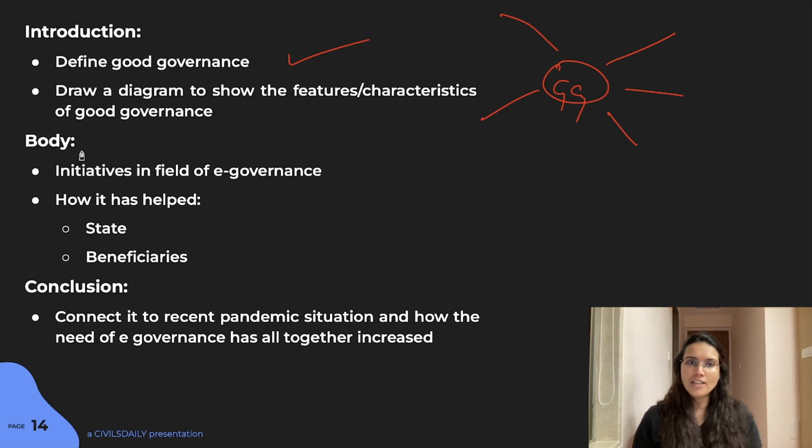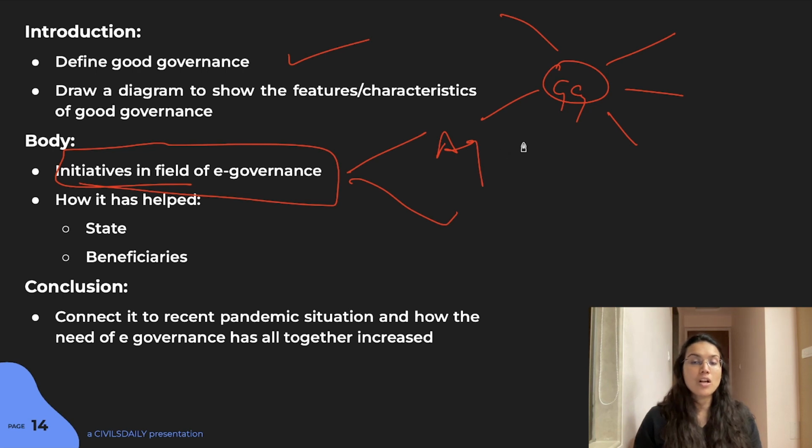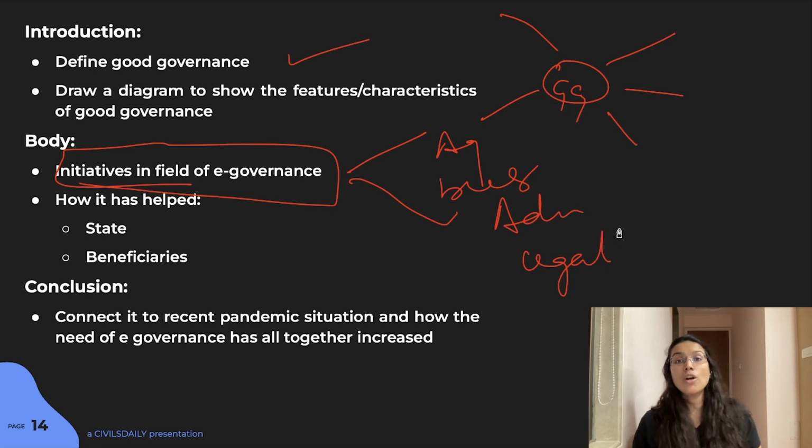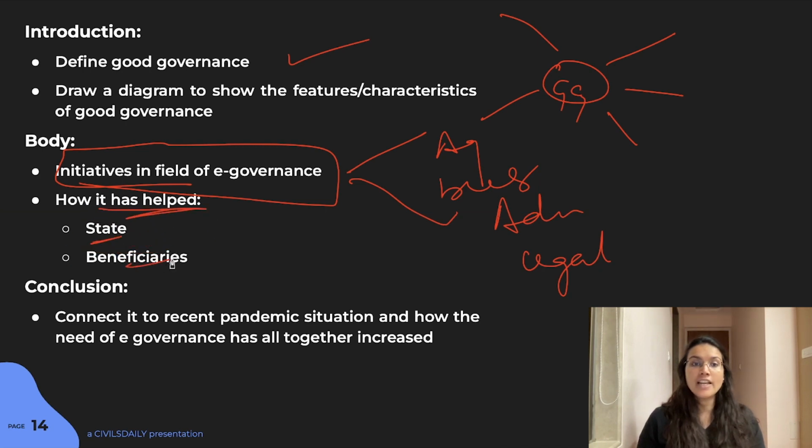Then you move to your body where you highlight some of the initiatives taken with respect to e-governance. You can divide it into various fields here. If you're talking about agriculture, you can talk about ENAM. If you're talking about business, you can talk about eBiz or MCA 21. If you're talking about administration, you can talk about eSeva, e-district. If you're talking about the legal aspect, you can talk about e-courts. A lot of things you can mention here. Then how it has helped: how these above initiatives have helped, number one, the state. Again, create two sections here.